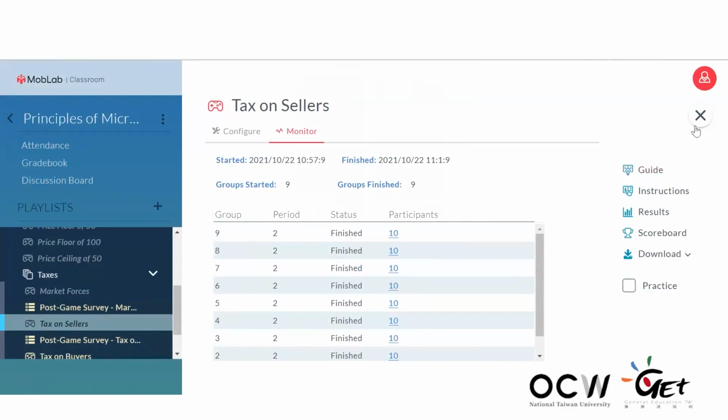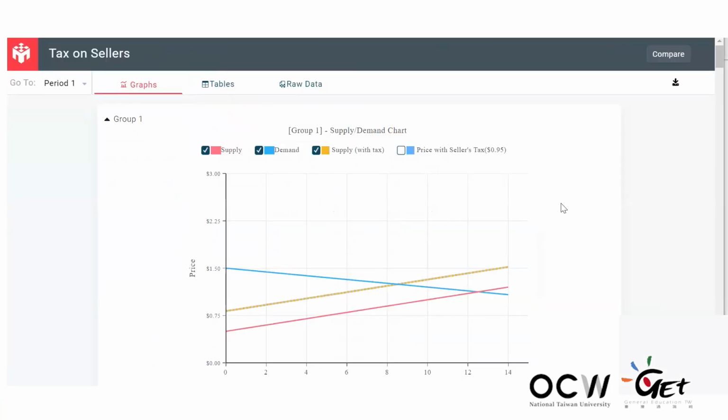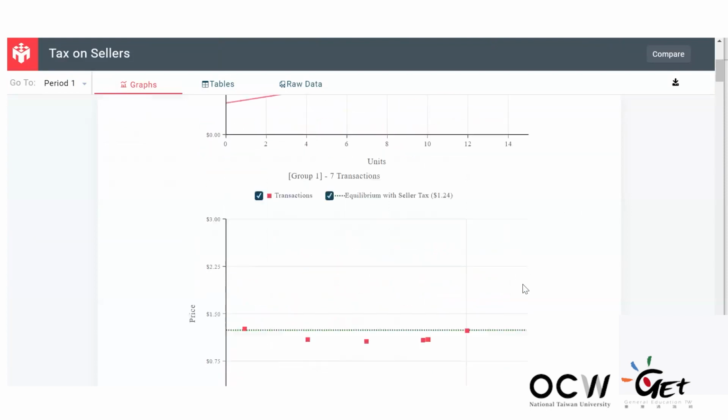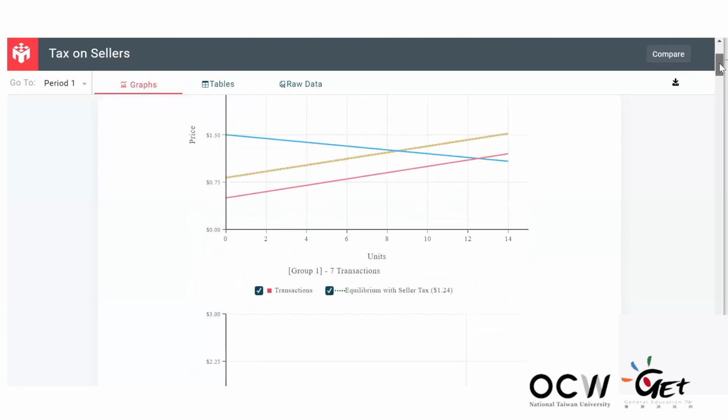Okay, so everybody has finished. So let's go to the results. So here, the key thing for the tax is that you're shifting the supply curve up by 32 cents because it's as if for whatever quantity supplied, now instead of the original cost, the seller is incurring an additional cost of 32 cents. So the equilibrium quantity would drop and the equilibrium price would go up.